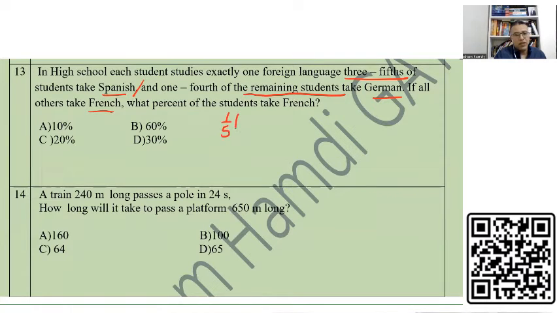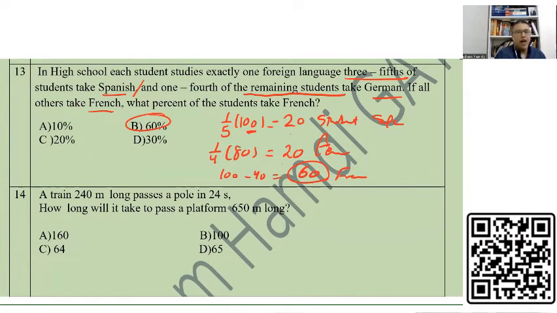Let's assume the total is 100 students. So 3/5 of the students, 60 students, study Spanish. And 1/4 of the remainder, which is 40 students, is equal to 10. They study German. So 60 and 10 is 70, so 100 minus 70, the remainder 30 study French. I assume that the total number of students is 100, so it's going to be easier for me to find that percentage.